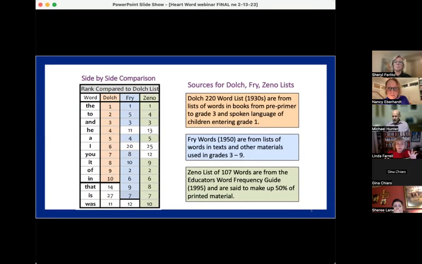It took samples from a little over 6,000 texts and counted the words in those. So it's going to be more like the Fry than it is like the Dolch, just by the nature of the text that it chose. And that list is what Zeno's analysis, Susan Zeno, showed. Her 107 words in their analysis make up 50% of all text. So that's how they settled on 150 words.